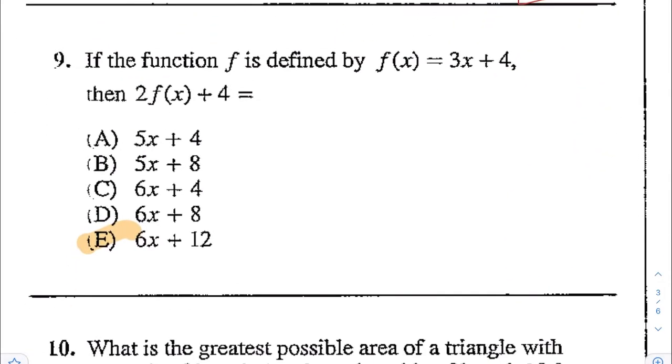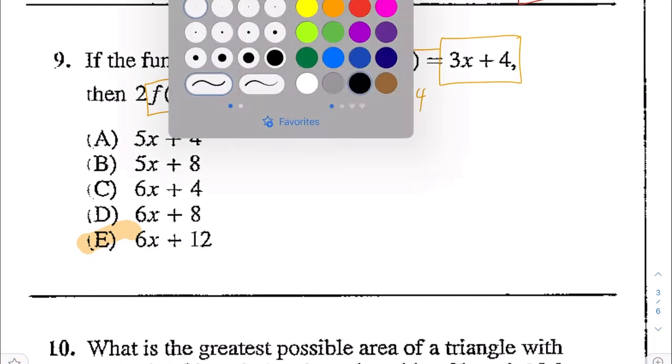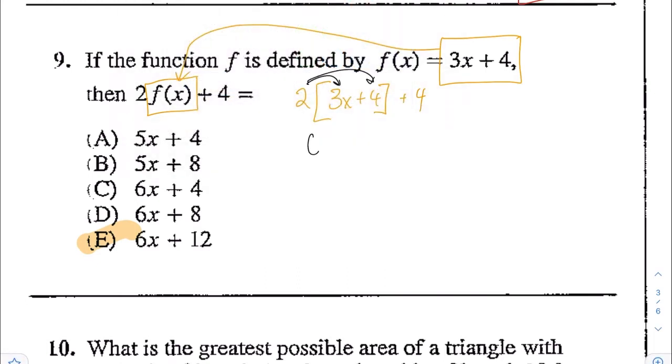All right, next for question number 9, if the function f is defined by f of x is equal to 3x plus 4, then 2 times f of x plus 4 is equal to. So wherever you see f of x, you could replace it with 3x plus 4 and just do the order of operations. So this would be equal to 2 times parentheses 3x plus 4, and then you add 4. So here you're going to have to distribute this 2, which will give you 6x plus 8. Then once you add 4, you would have to add the constants, and that will give you 6x plus 12, which is choice E.